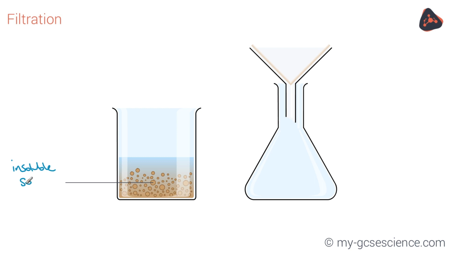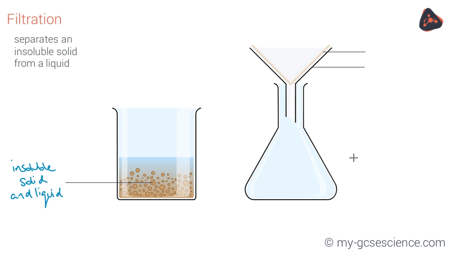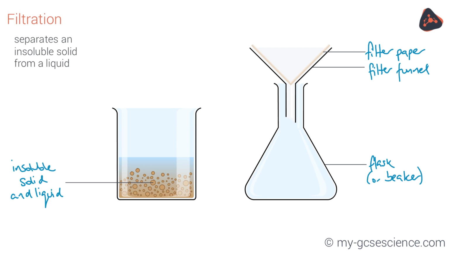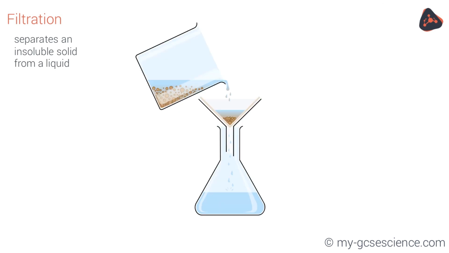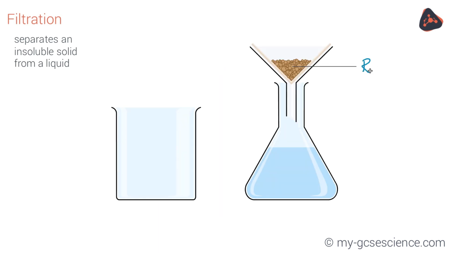First of all, filtration. It's a method used for separating an insoluble solid from a liquid, like we said. In order to filter something, first set up your apparatus like this, with the filter paper sitting in the filter funnel above a container such as a flask or beaker. Then pour the mixture into the filter paper. The liquid particles are small enough to pass through the filter paper, but the solid particles are too large to pass through the filter paper and so are left behind. The solid left behind is called the residue, and the liquid in the beaker is called the filtrate.